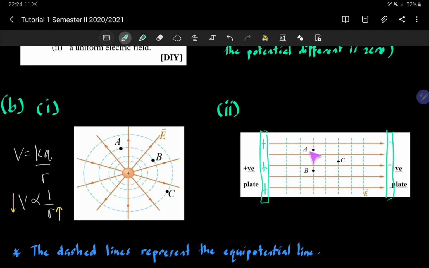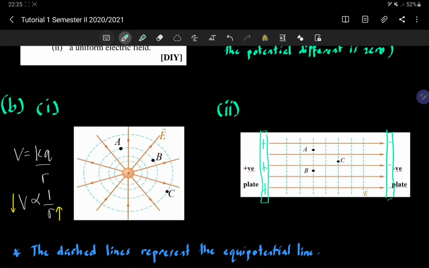Compared to C, between VA and VC, which one is greater? Of course, VA is greater than VC. Why? Because A is closer to the positive plate compared to C. C is quite close to the negative plate, so C is more negative, while A is more positive. Potential is a scalar, so positive V is greater than negative V, isn't it? So VA is greater than VC here, and VA equals VB, because A and B are located on the same line, that we call our equipotential lines.